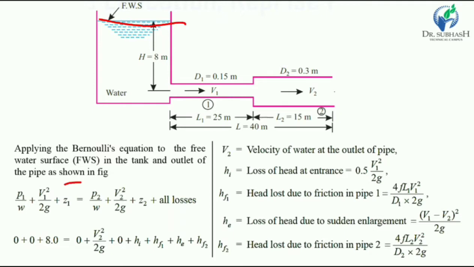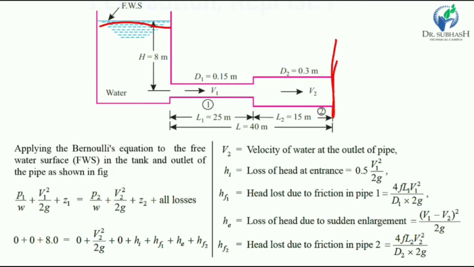The only height, or datum head, or potential head, is 8 meters as shown in the figure. So only potential energy is 8 meters. Potential head is 8 meters for the free surface of water. The other terms are 0 for the free surface of water.